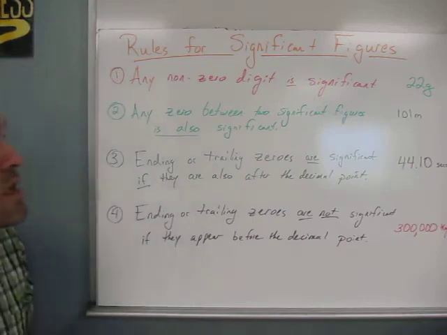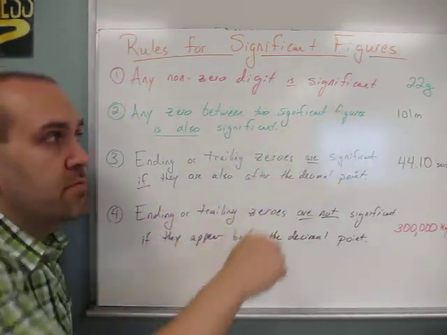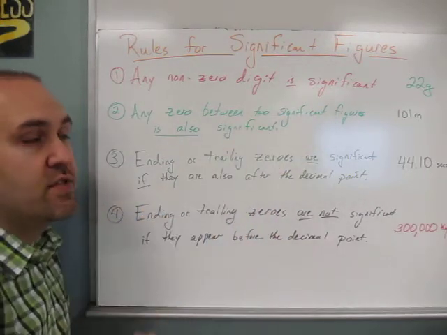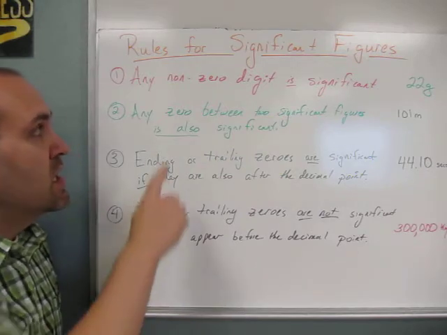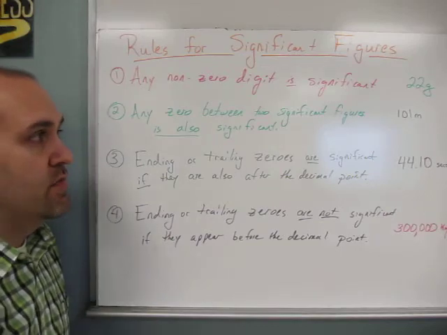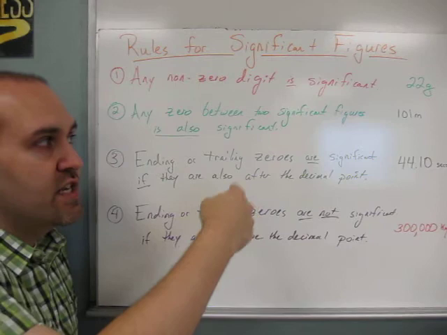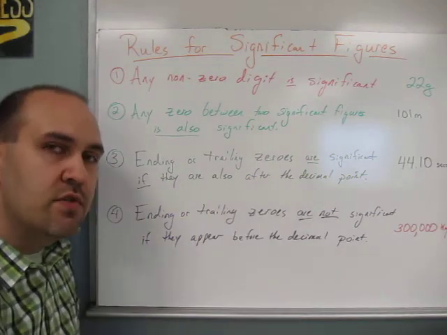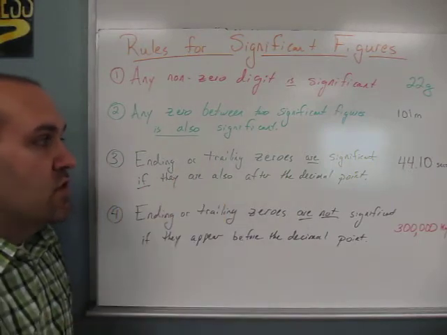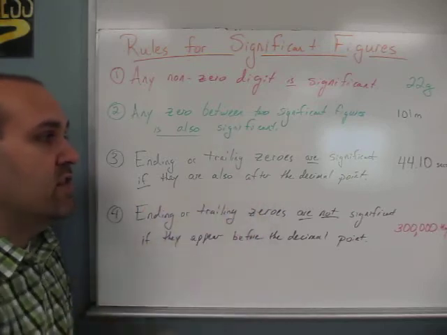Rule 1. Any non-zero digit is significant. 22 grams, they're both non-zeros, both 2s. Those are both significant. That measurement has 2 significant digits. Rule 2. Any zero between 2 significant figures is also significant. So if I have a measurement of 101 meters, that 0 is in between 2 significant digits, 2 non-zeros, and so it's also significant.